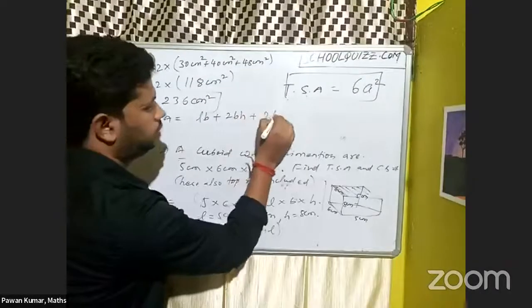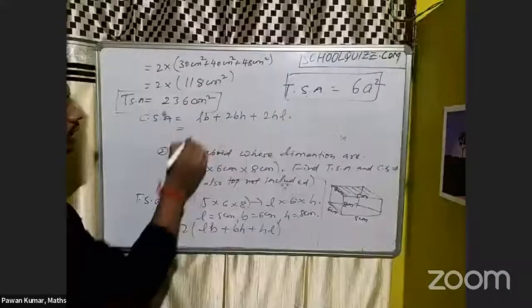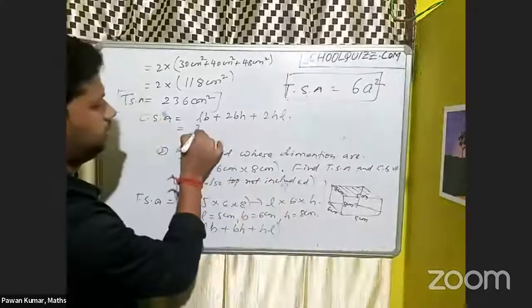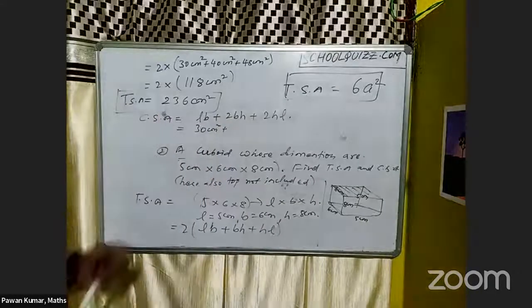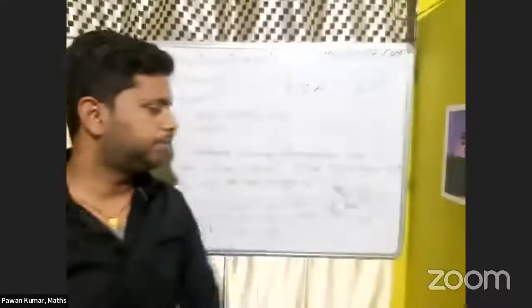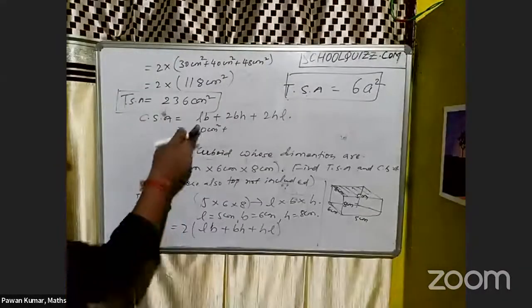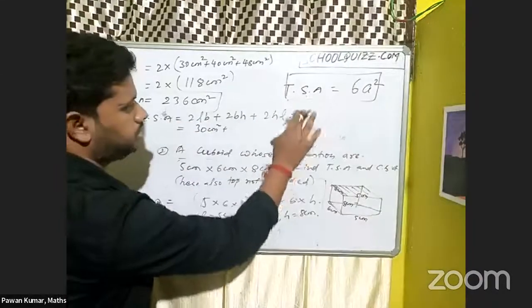Do you have any doubt? No. So now, what is the length into breadth? 30 centimeter square. Why did I not write this formula here? Because I have to ignore one part here, only the top part. So I just subtracted this part, because 2 LB is there. I need to subtract 1 LB from this.